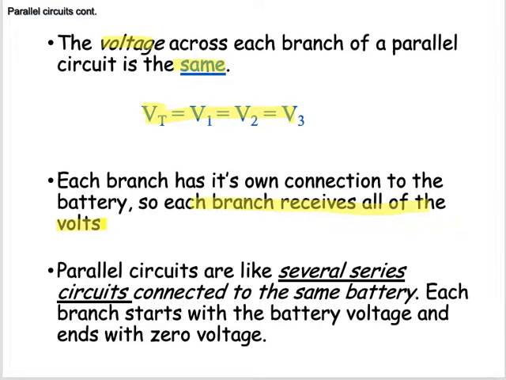That's why when you have things that are wired in parallel, all the bulbs can shine with the same brightness. So parallel circuits are kind of like several series circuits connected to the same battery. If you just put a bunch of series circuits on the same battery, that would act like a parallel circuit. Each branch starts with the battery voltage, like I said, however much it has, 6 volts, 9 volts, whatever, and it ends with 0 voltage. So all of the voltage is going to be used up along the path in the circuit, and when it goes back to the battery, 0 volts are left.